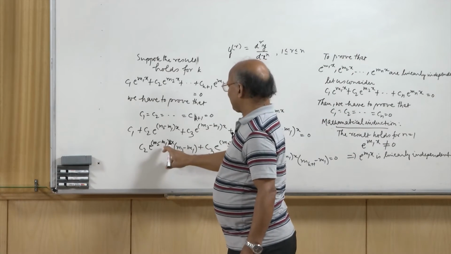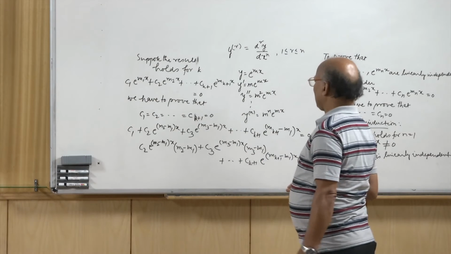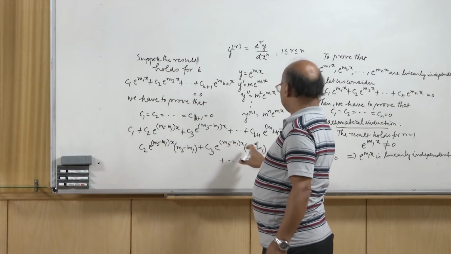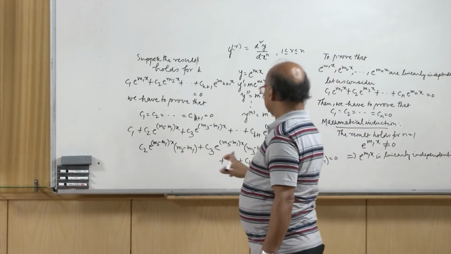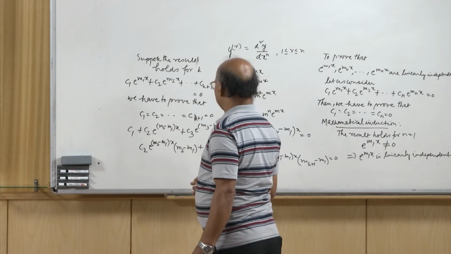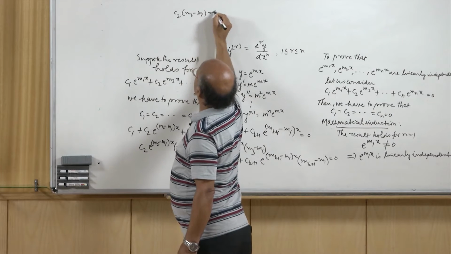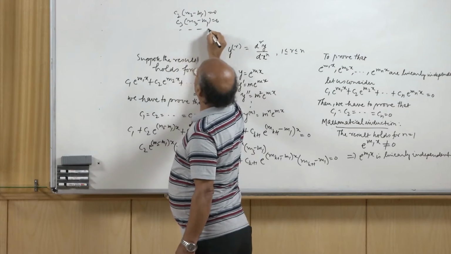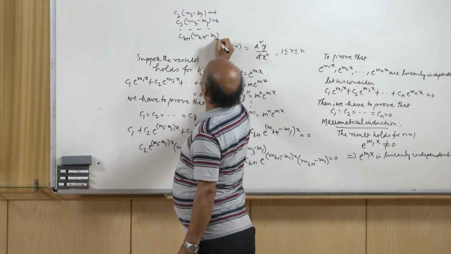Okay, so e to the power (m2 minus m1) x, e to the power (m3 minus m1) x, up to e to the power (mk plus 1 minus m1) x are functions where these exponents m2 minus m1, m3 minus m1, mk plus 1 minus m1 are all distinct, and we have assumed the result for k functions. So, these are k functions. Okay. So, they are linearly independent. So, their coefficients must be 0. So, C2 times (m2 minus m1) equal to 0, C3 times (m3 minus m1) equal to 0 and so on, Ck plus 1 times (mk plus 1 minus m1) equal to 0.